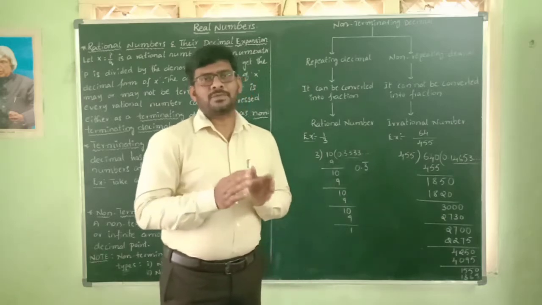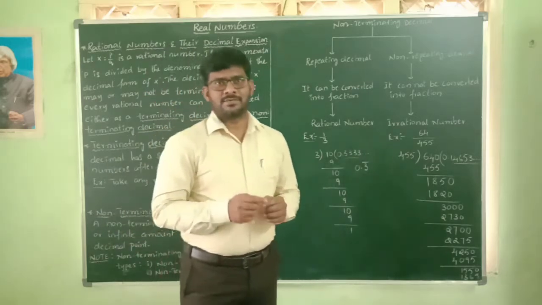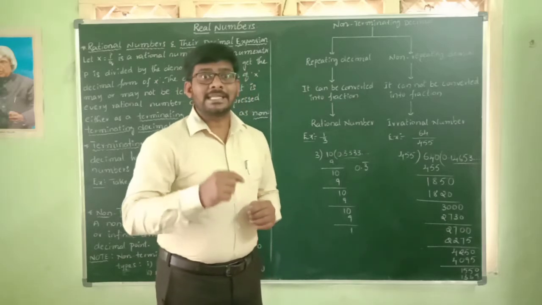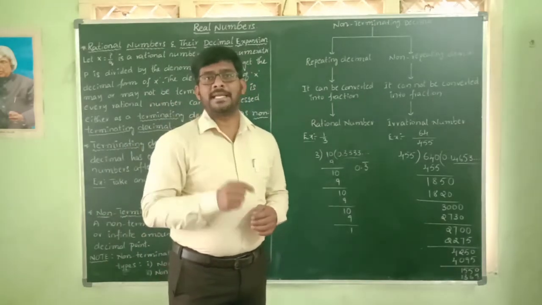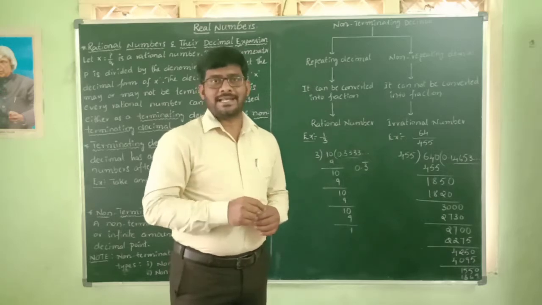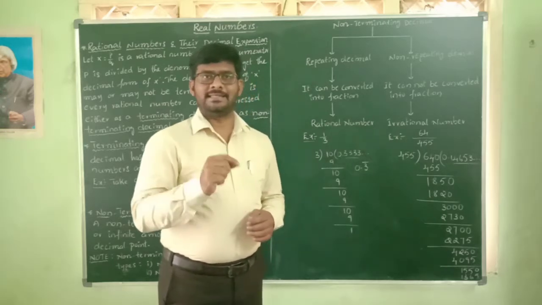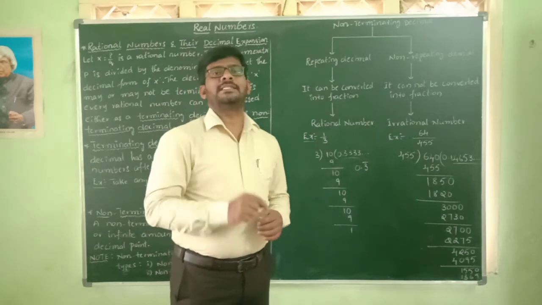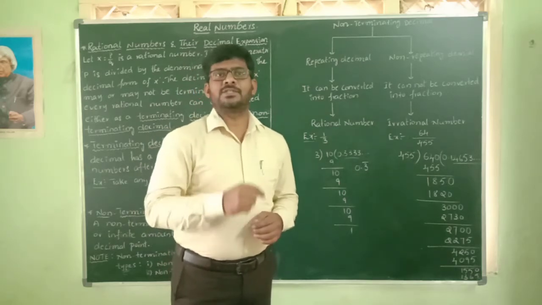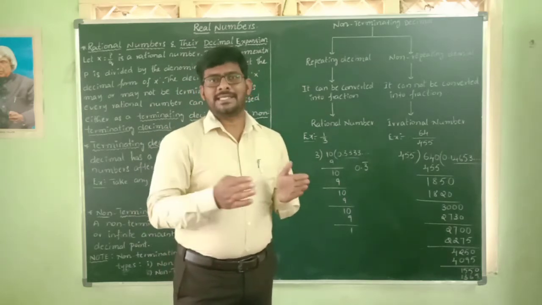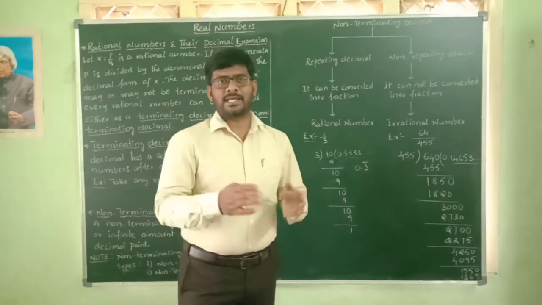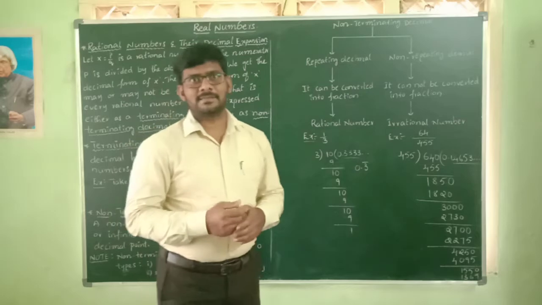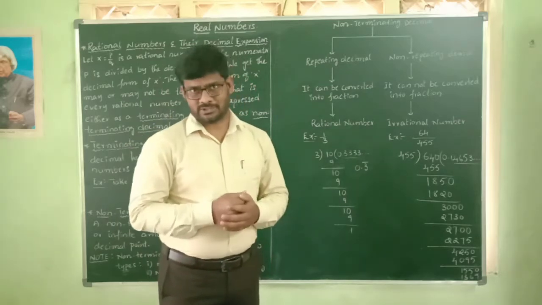We are well known about the definition of rational numbers. Once you recall it, children: rational numbers are the numbers which can be expressed in the form of p divided by q, where p, q are integers but q is not equal to 0. Now see today's concept: rational numbers and their decimal expansion.